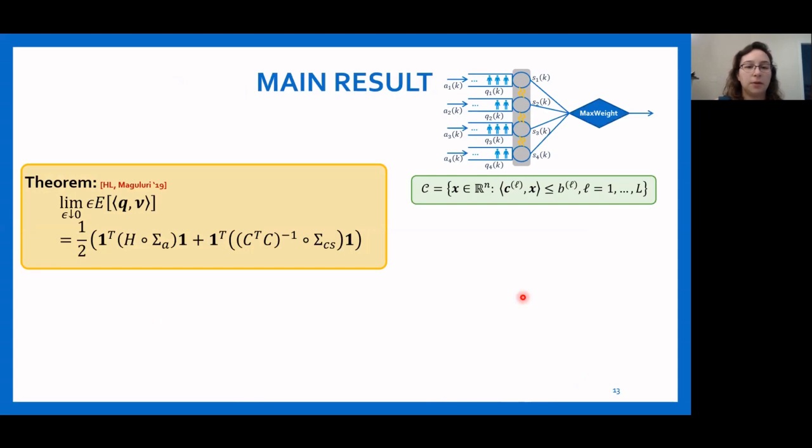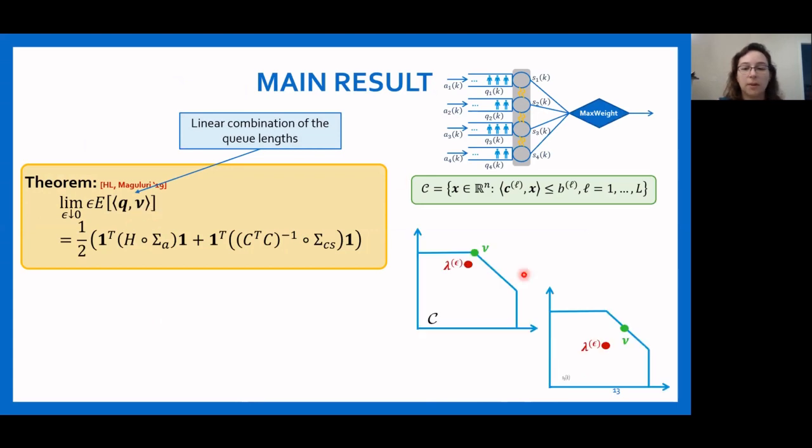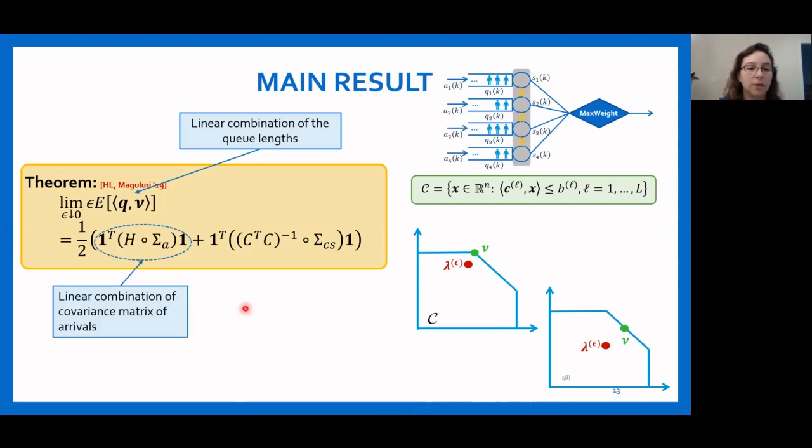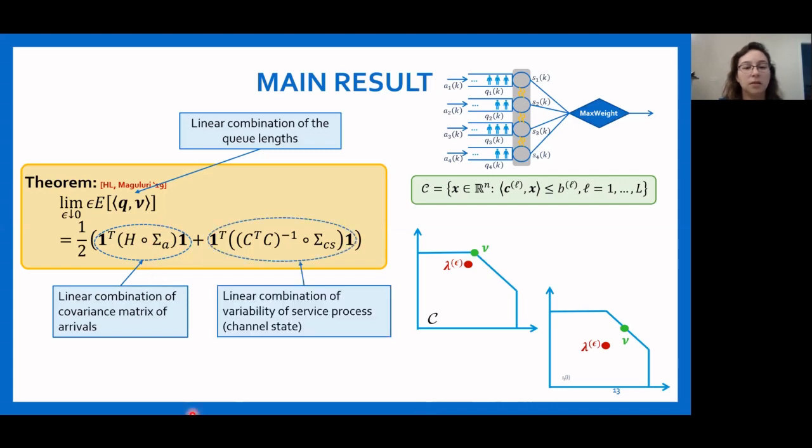So this is the main theorem of our work. We compute the heavy traffic limit of a linear combination of the Q lengths, where the linear combination depends on the point at the boundary of the capacity region that we are approaching. Here I have two examples, one in a corner, one in the interior of a facet. And on the right-hand side, we have a linear combination of the correlation matrix of arrivals and a linear combination of the correlation matrix associated to the service process, which is, of course, related to the channel state.